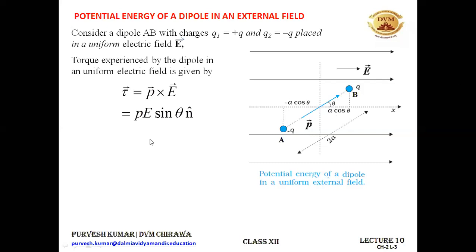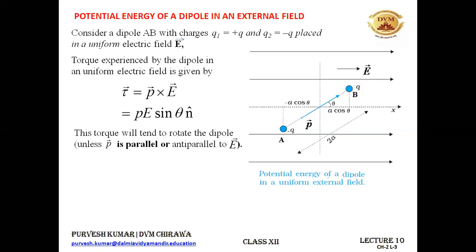Now, small work done in moving the dipole by a very small angle d theta. Since this dipole is placed like this, and you are trying to rotate this dipole by a very small angle d theta, you have done some work in order to rotate this dipole. And that small work, dW, can be calculated as tau d theta.